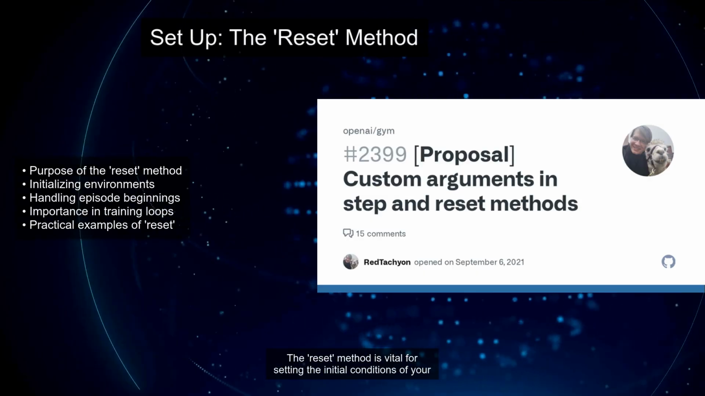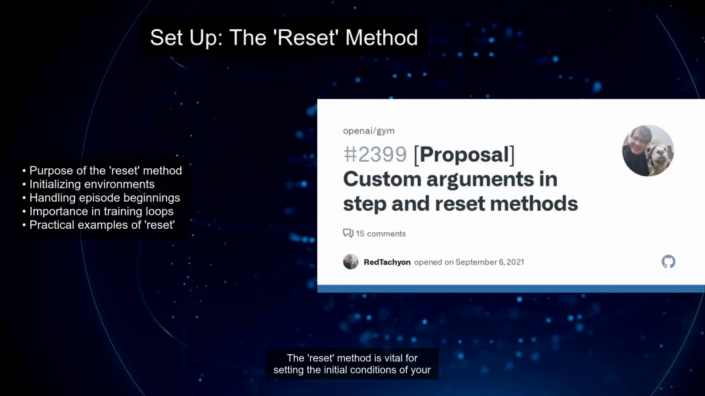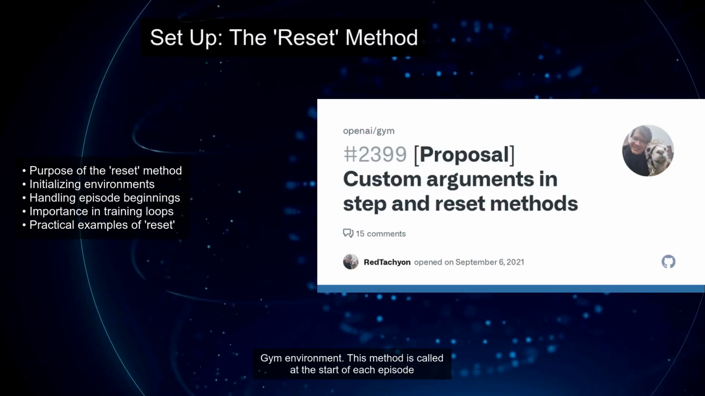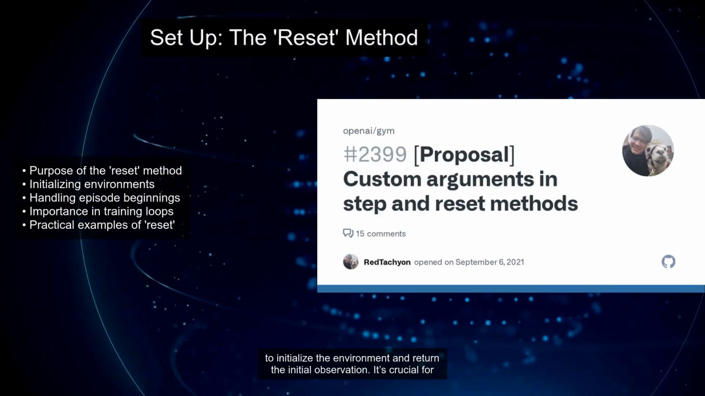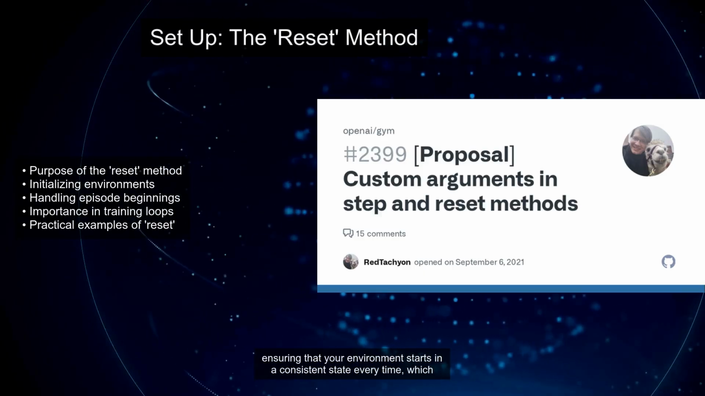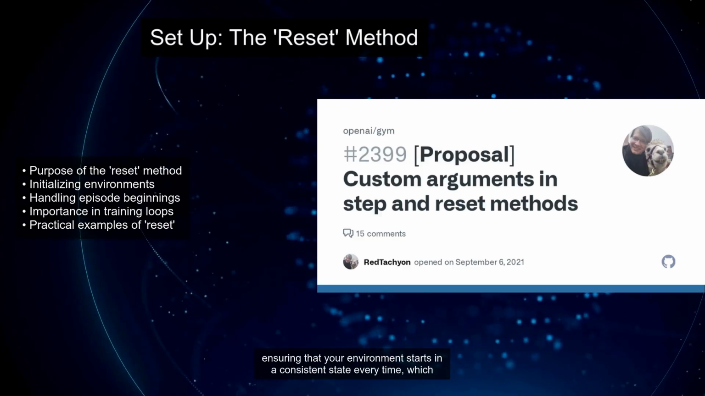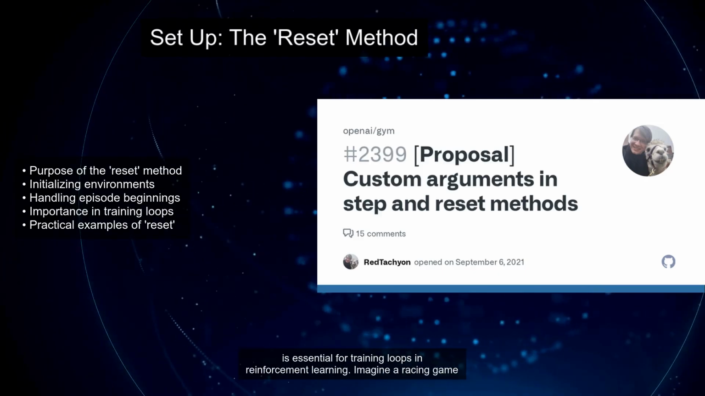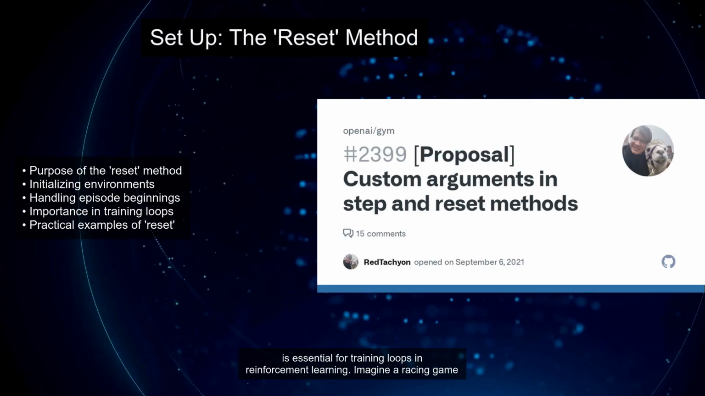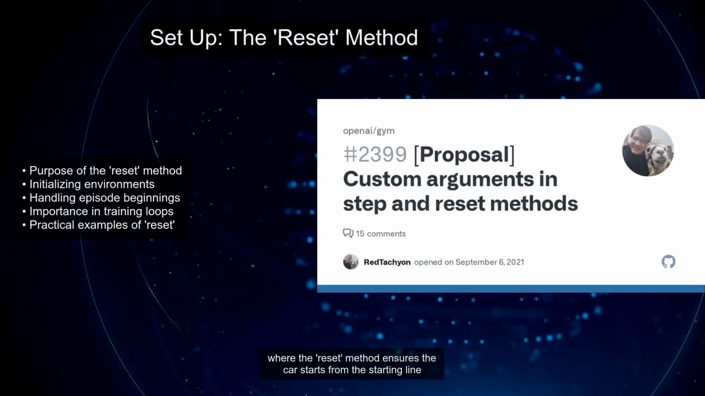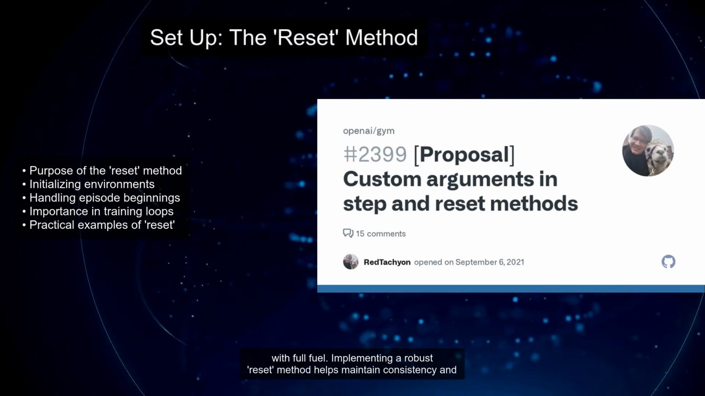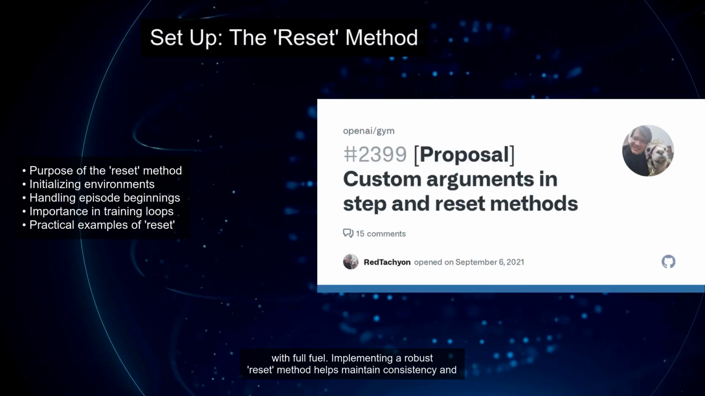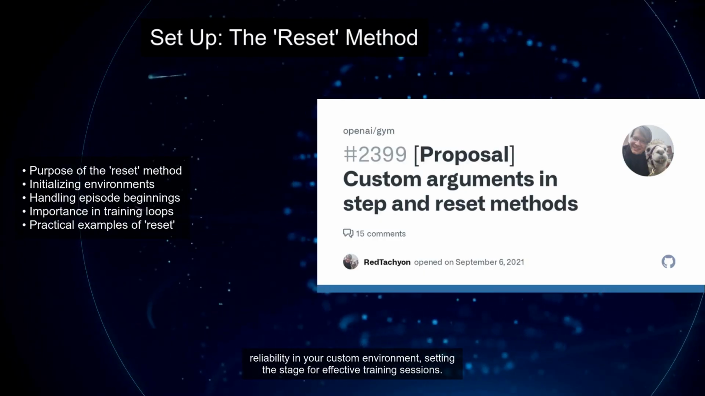The reset method is vital for setting the initial conditions of your gym environment. This method is called at the start of each episode to initialize the environment and return the initial observation. It's crucial for ensuring that your environment starts in a consistent state every time, which is essential for training loops and reinforcement learning. Imagine a racing game where the reset method ensures the car starts from the starting line with full fuel. Implementing a robust reset method helps maintain consistency and reliability in your custom environment, setting the stage for effective training sessions.